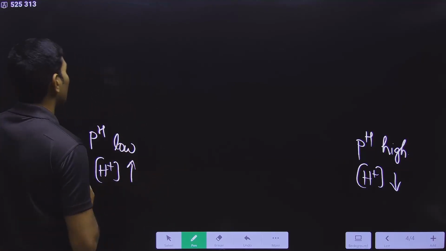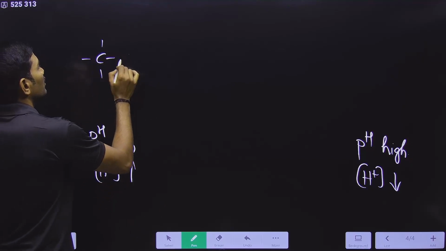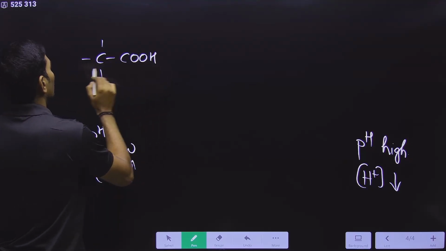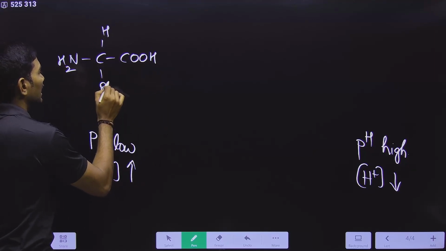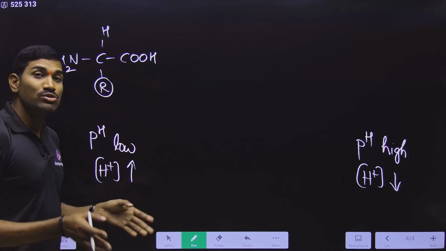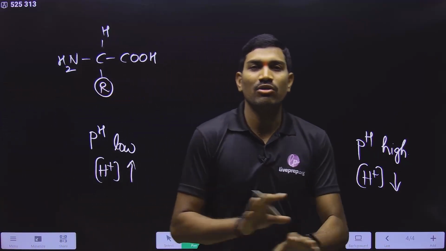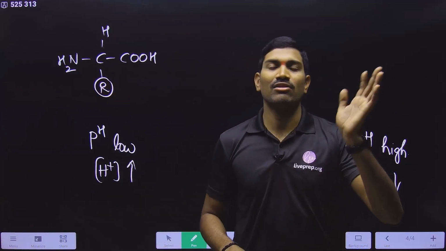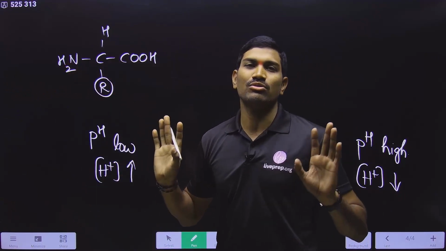Clear? First I will write the normal structure of amino acid. This is carbon, these are the 4 groups. Suppose this is COOH, suppose this is NH2, and suppose this is H, and this is R side chain. Actually R side chain is also important, but at this level of class 11th and 12th, you are not focusing on R side chain. In higher classes you will study about that. And here our focus is only COOH group and NH2 group, that's it.